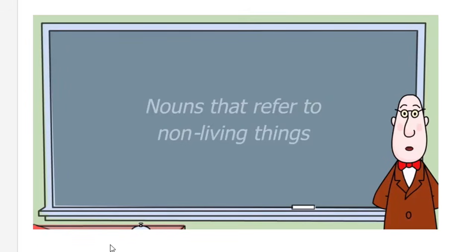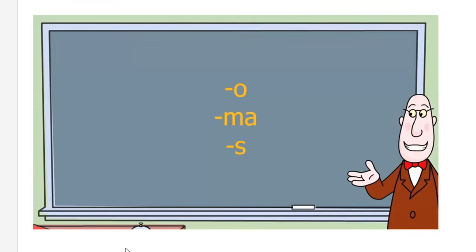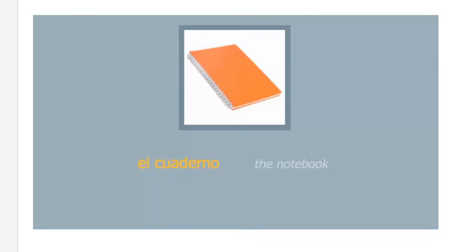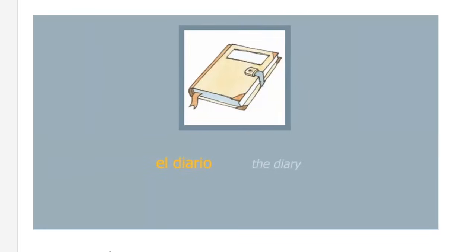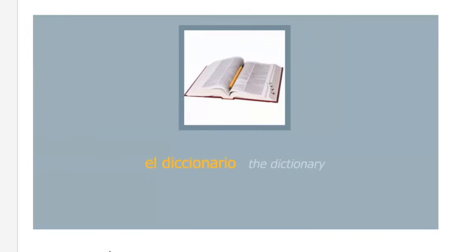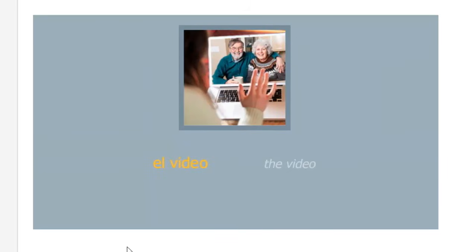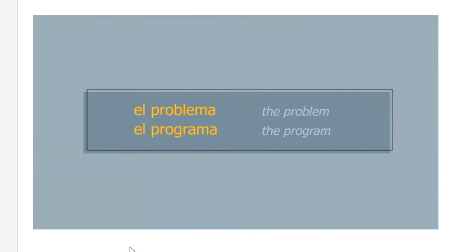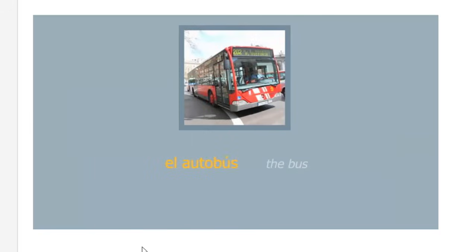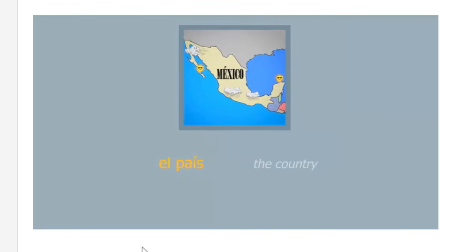For nouns that refer to non-living things, there are some endings associated with each gender. Nouns ending in O, MA, or S are usually masculine. El cuaderno, el diario, el diccionario, el número, el video, el problema, el programa, el autobús, el país.